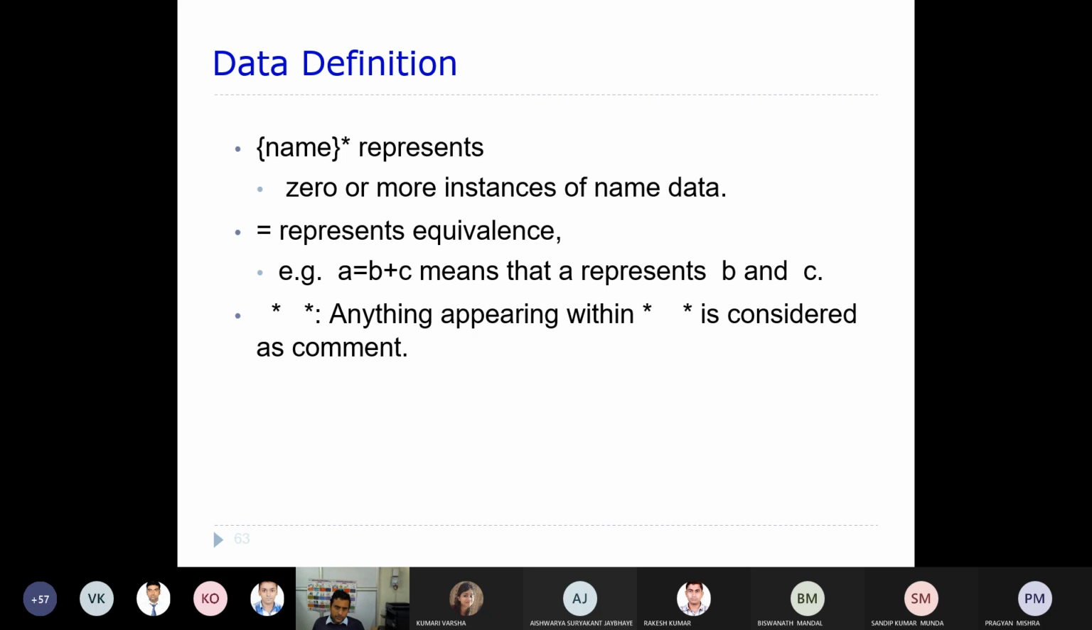And sometimes equal represents equivalence, right? A is equal to B plus C. If somebody says so, then A represents B and C. That means gross pay is equal to, as we have written, basic salary plus overtime salary. So gross pay is equivalent to B plus C. Either A or B plus C, they are equivalent, right? So this way you can represent it. You understand. And something that you write within star and star is considered as a comment.